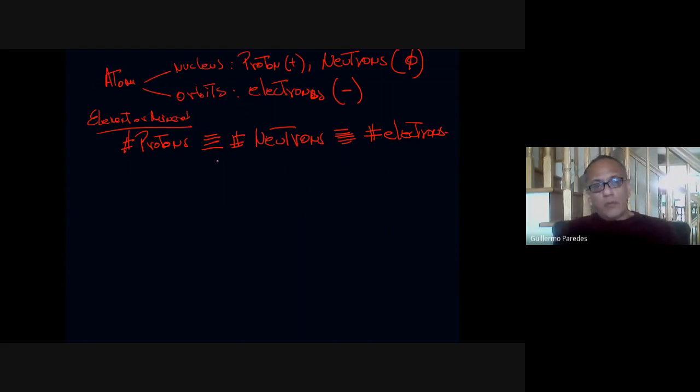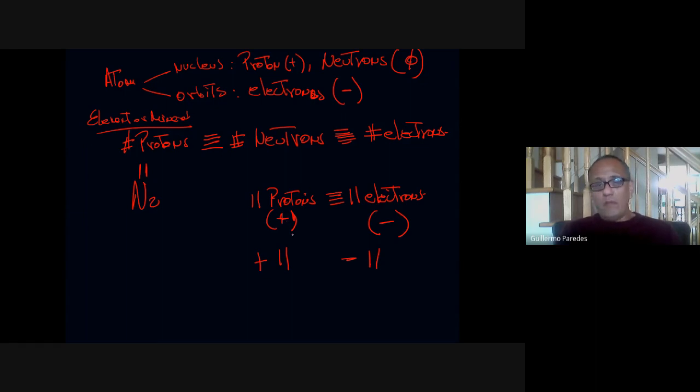Okay? So we have protons, neutrons, and electrons. The number of protons and electrons is the same. For example, sodium is going to have 11 protons, so that means 11 positive charges, and we have 11 electrons with negative charge. So the number of protons is the same as the number of electrons. That means we have 11 positive charges and 11 negative charges. If you sum all of these, 11 plus 11 minus 11 is 0.